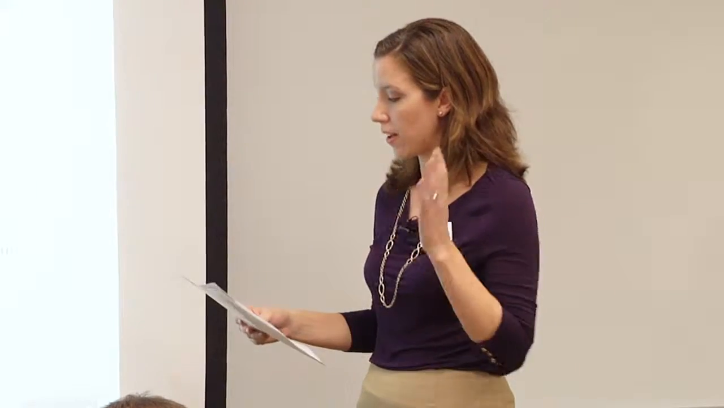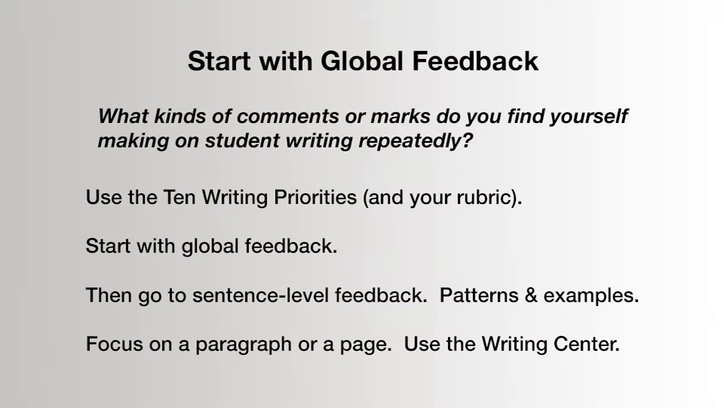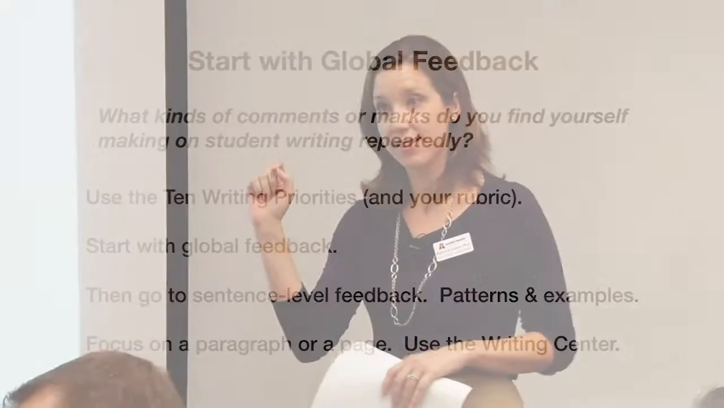So if we focus on global feedback first and then get into sentence level feedback, how do we do sentence level feedback if we're not going to go through and copy edit? A couple of things. We're going to do patterns and examples. So what I would do is maybe point out one or two examples, right?